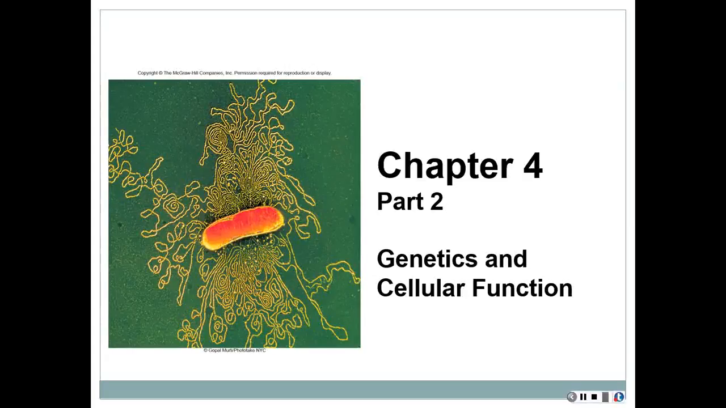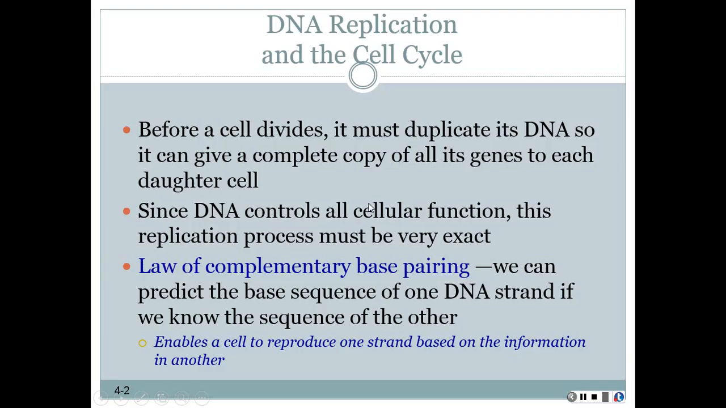Everybody, let's move on to part 2 of chapter 4, still dealing with genetics and how the cell functions. Now, we're going to dive into DNA replication and the cell cycle. And when we look at DNA replication, it's very, very necessary prior to cell division and is accomplished through complementary base pairing, which we went over already.